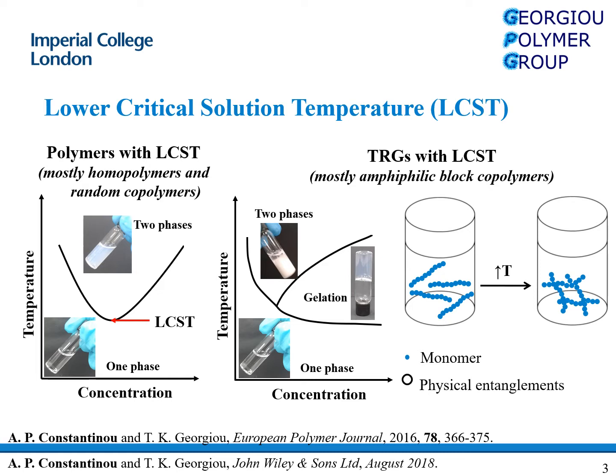So for example, here at low temperatures we have the polymer chains. They are free in solution. When it's heated up, these polymer chains come together and form physical entanglements, and they trap the water molecules and form a hydrogel, a 3D physical network.